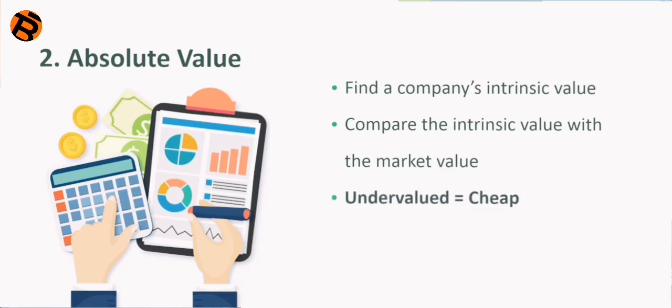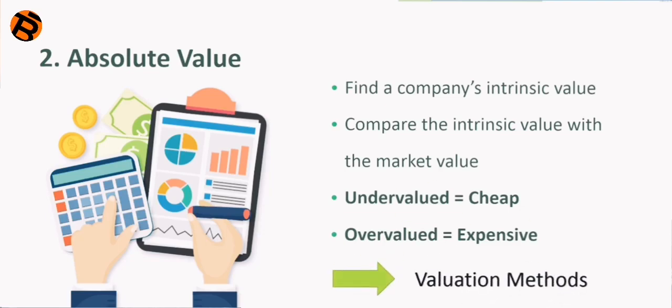If the intrinsic value is higher than the current market price, or the company's stock is selling at a price which is cheaper than it's actually worth, this means it's undervalued or cheap to buy. So, we'll consider buying it to make a profit when the price increases in the future. And on the other hand, if the intrinsic value is lower than the current market price, the stock is overvalued or expensive. We simply avoid buying this company's stock. So to determine absolute value, we'll use some valuation methods such as the discounted cash flow model or dividend discount model.